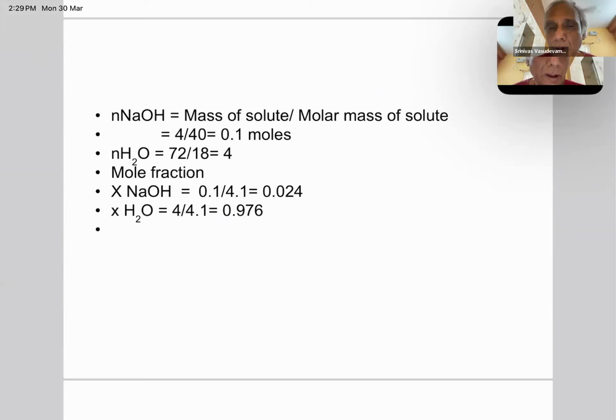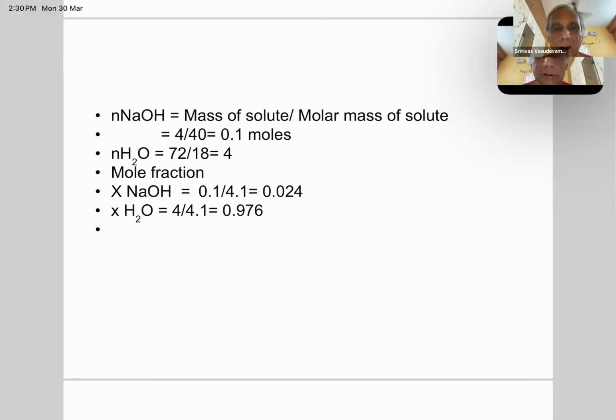First, find out the number of moles of solute and solvent. Number of moles of solute sodium hydroxide, mass of sodium hydroxide divided by molecular mass of sodium hydroxide, 4 by 40, 0.10. Same way, number of moles of solvent, water, mass of water divided by molecular mass of water. 72 by 18, 4 here. So total number of moles is 4 plus 0.10, 4.1 here.